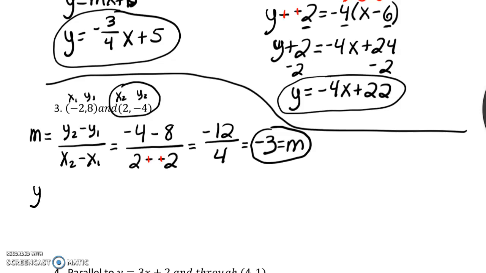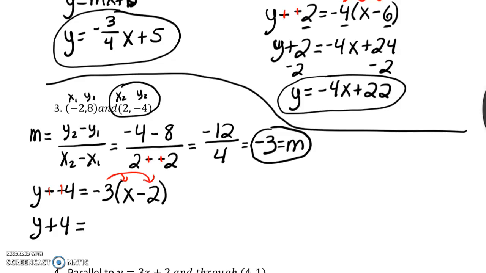So I'm going to have y minus the y, which is -4, is equal to our slope, which is -3, times x minus our x, which is 2. And keep in mind, I could have used -2/8. It would have given me the same answer. So right here, I'm subtracting a negative, so I'm going to add, and then I'm simplifying just like I did before. So I have y plus 4 equals, and then I'm going to distribute that -3.